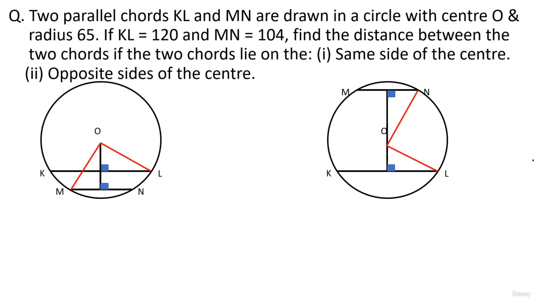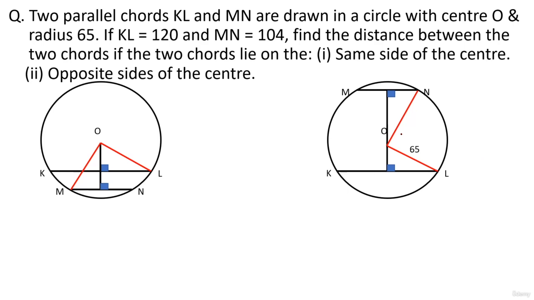But now, if I specify, first case is same side of center and second case is opposite sides of center. Okay, now what will we do? Now we will solve both separately. So let's solve the B part first. The chords are lying on the opposite side of center. In that case, let's calculate the answer.